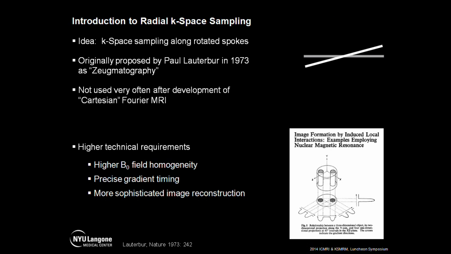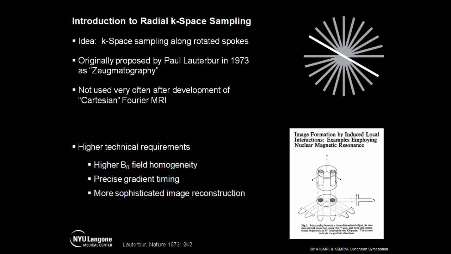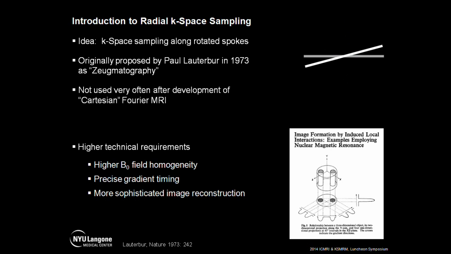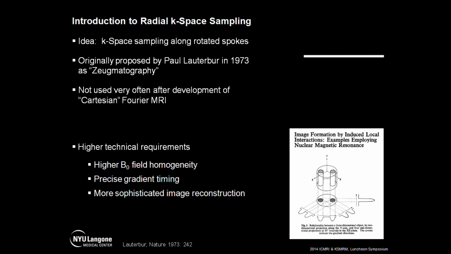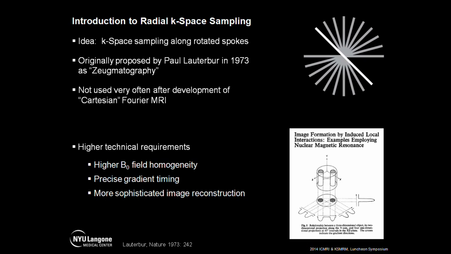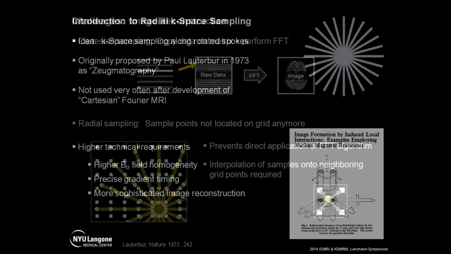And the reason is that radial sampling has higher technical requirements. First of all, it requires a higher field homogeneity, which was a problem with the early MRI systems. Then it requires a very precise timing of the gradient fields, and also the image reconstruction is more sophisticated. So let's first take a look at this point, the image reconstruction.